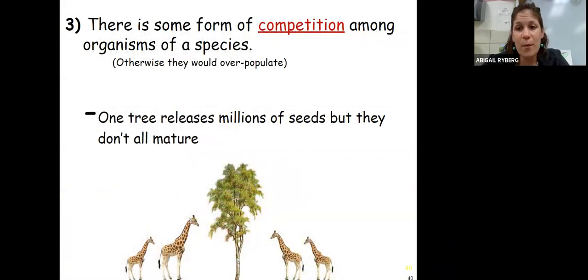There is some form of competition among the organisms of a species. So, for example, one tree releases millions of seeds, but they don't all mature. So there has to be some type of competition between one organism or the other, even though they're the same species.